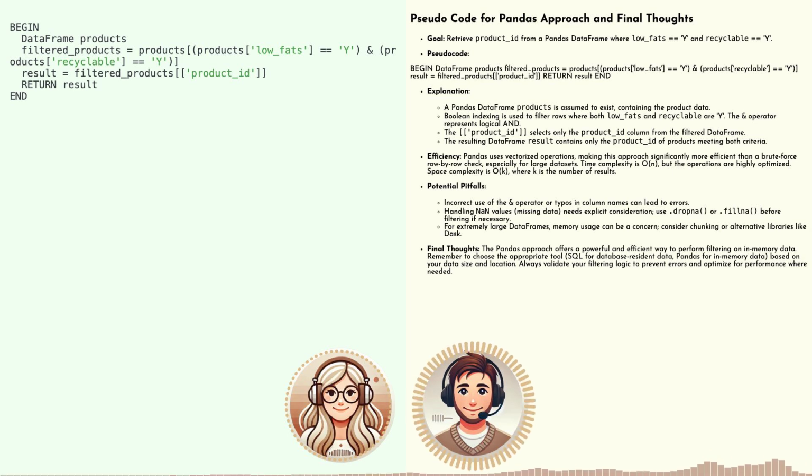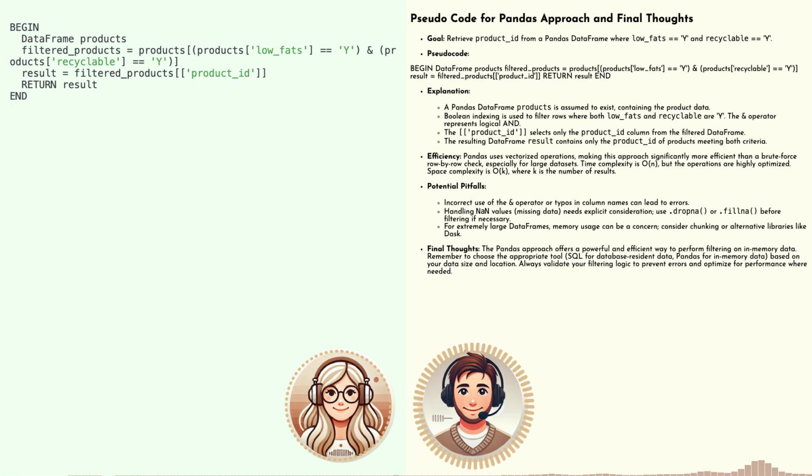Yeah. In pseudocode, it might look like this. We create a new variable, let's call it filtered products, and we set it equal to a subset of our original DataFrame, the subset that meets those conditions, checking if low fats is Y and recyclable is also Y. So we're basically creating a new DataFrame that only has those rows where both conditions are true. Yeah, exactly. And then our pseudocode could have steps to grab the product ID column from that filtered DataFrame, just like we did with the SQL results. This is great. We've gone from this conceptual understanding of SQL and Pandas to actually visualizing the code, the steps involved. Pseudocode is really helpful for that.